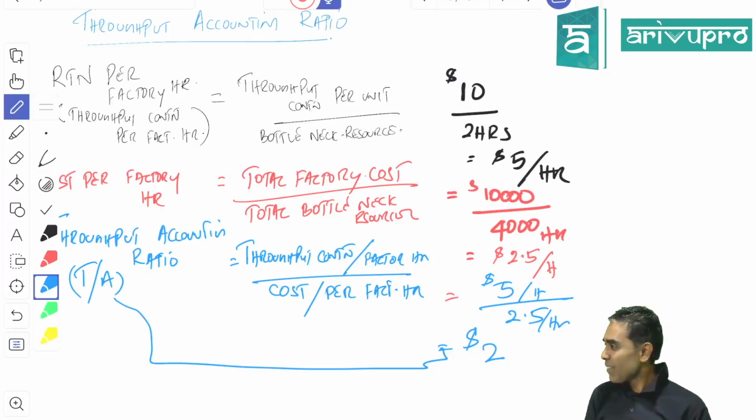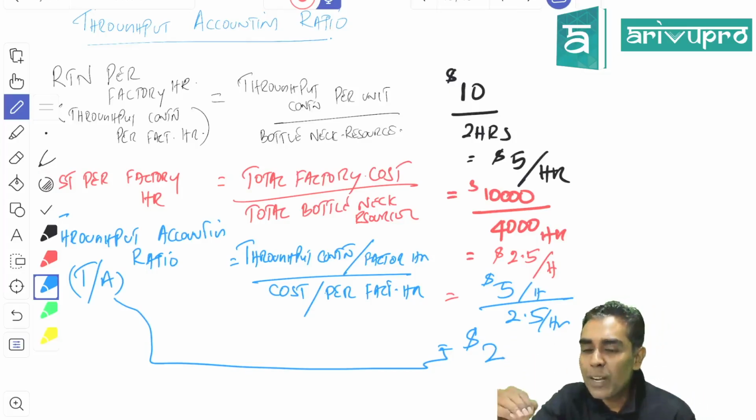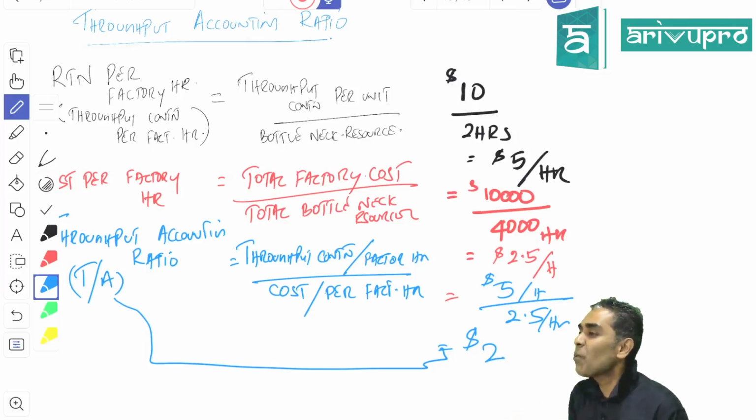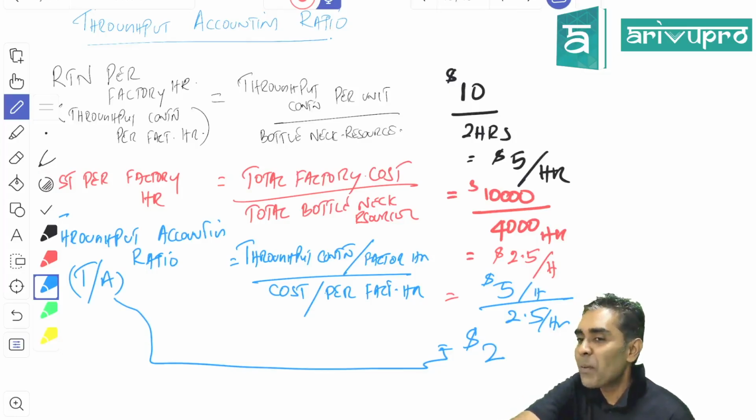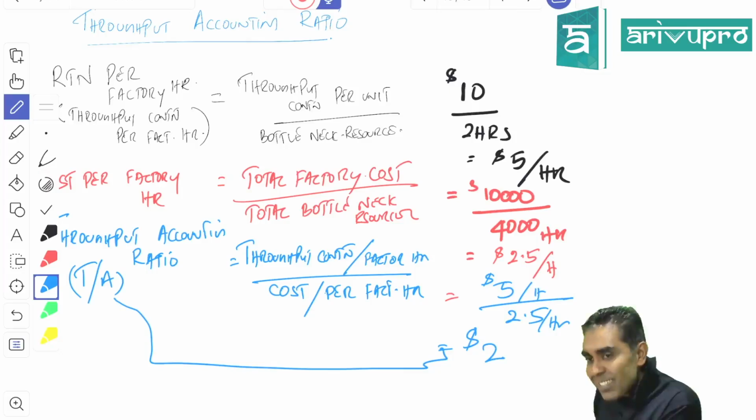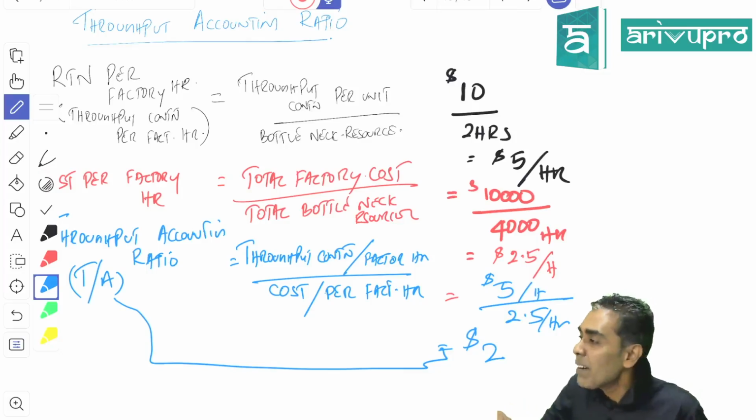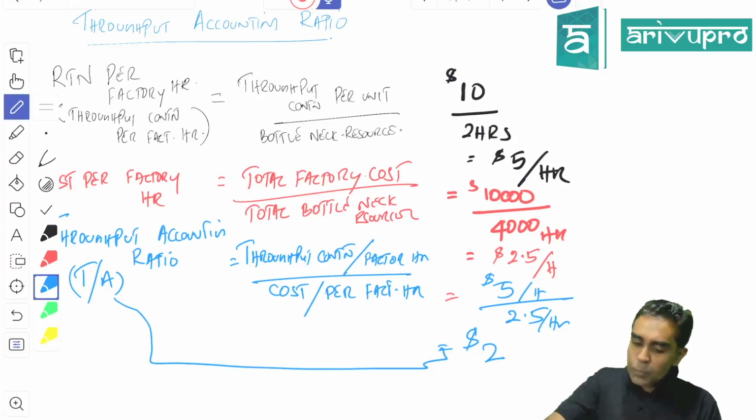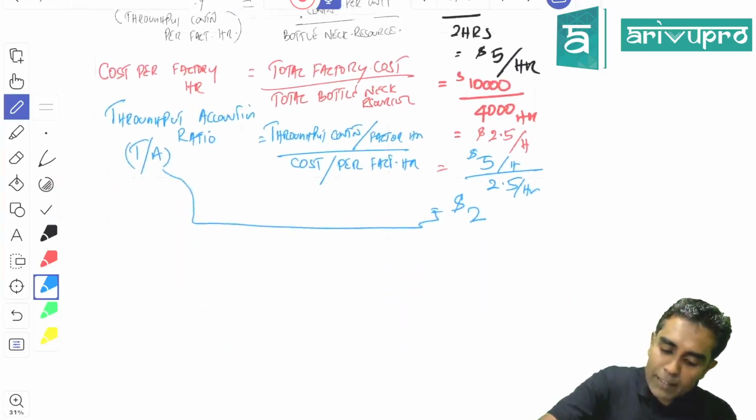You all agree with me? If the TA ratio is less than 1, then the factory cost is more than the throughput contribution. Ultimately it gives you a loss. Therefore, the product will be discontinued. Is that understandable? So let's put some figures, then you will understand further.